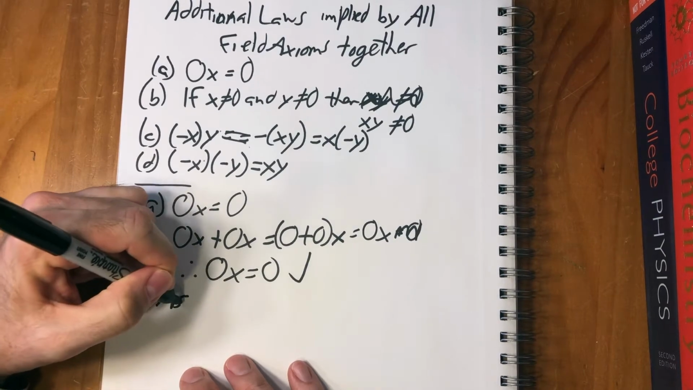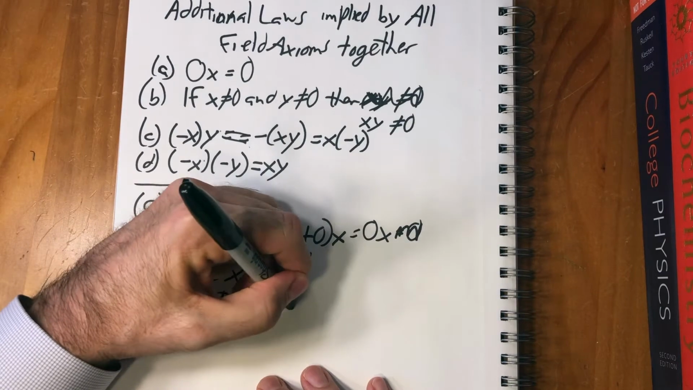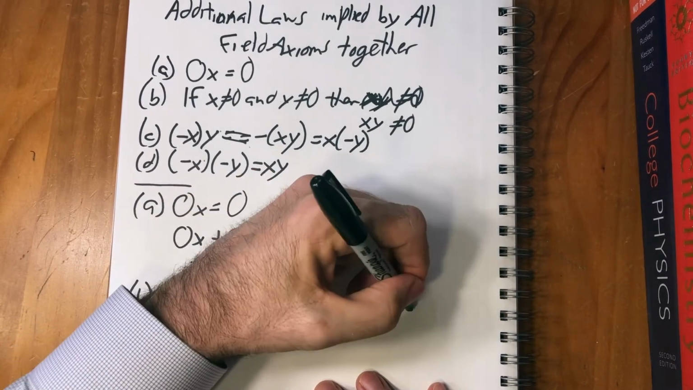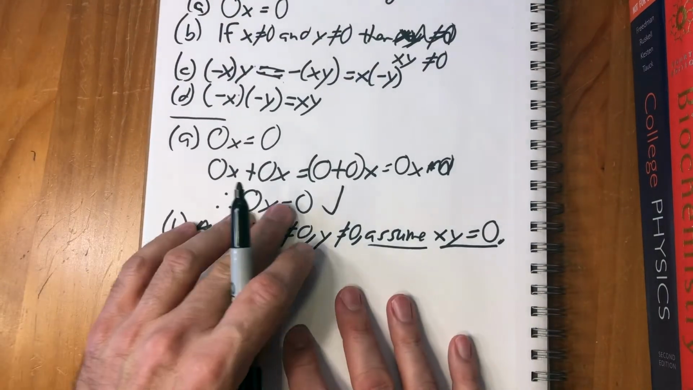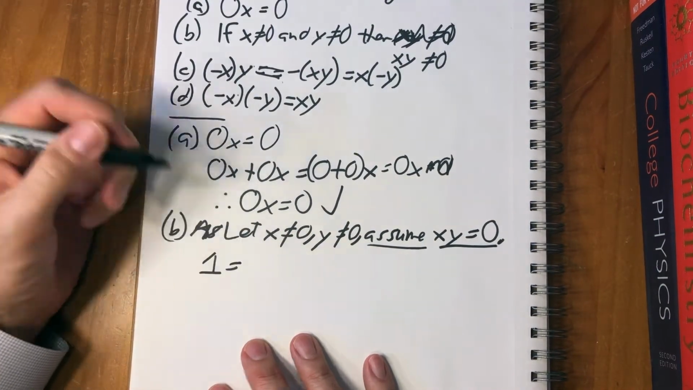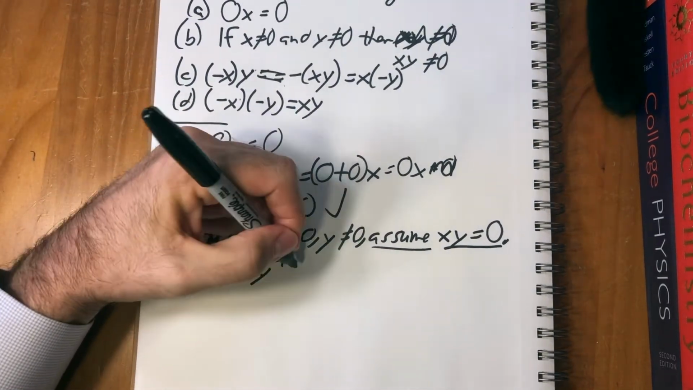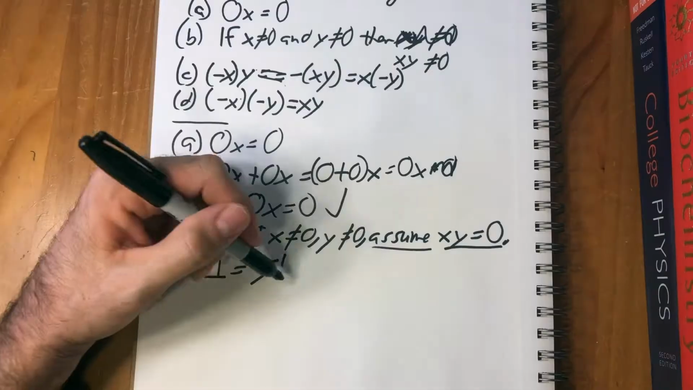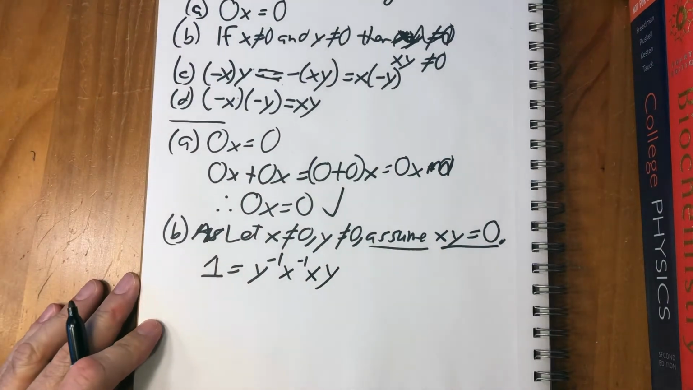So let x not equal 0, y not equal 0. Assume that x times y does equal 0. Then we have that 1 equals y to the minus 1, x to the minus 1, x, y.